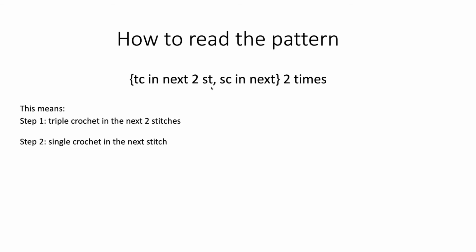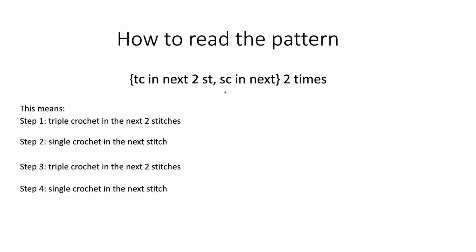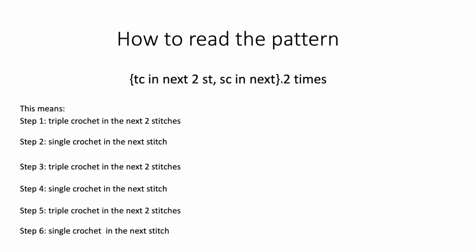After you're finished with those triple crochets, you'll single crochet in the next. After this part is done, step 1 and 2, now you move out to the instructions outside of the brackets. So step 3, you triple crochet in the next 2 stitches. Step 4, you single crochet in the next stitch. Repeat one more time, triple crochet in the next 2 stitches, and then single crochet in the next.